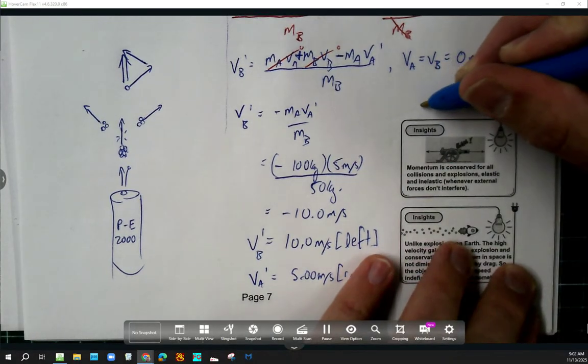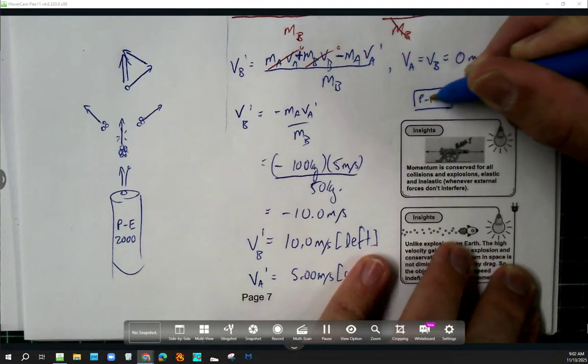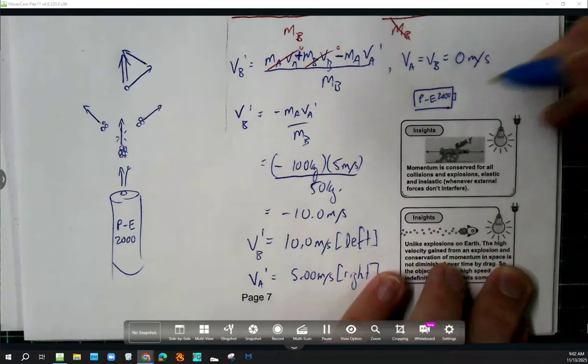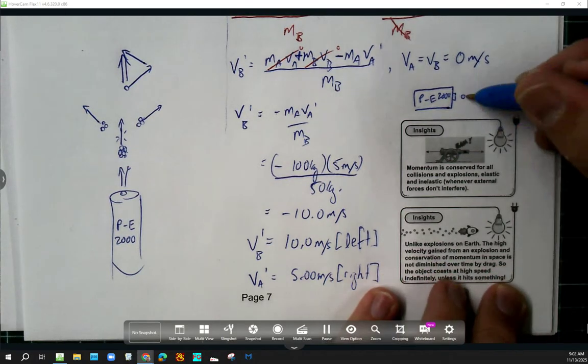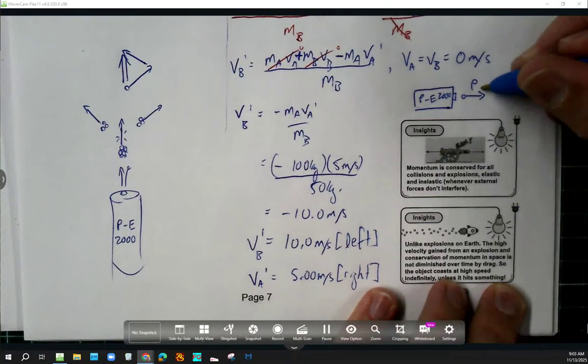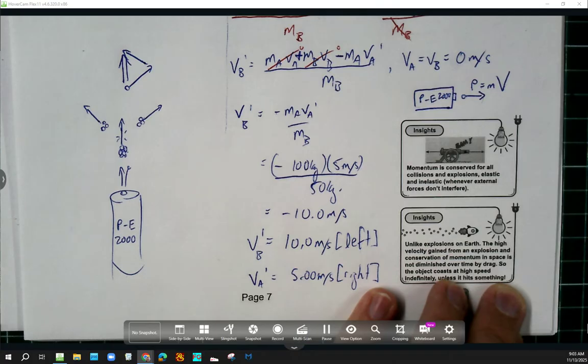Think about this. If I had a particle emitter, like the particle emitter 2000, and it fired out a particle, that particle is going to have its own momentum, right? And that particle is going to have a small mass and a big velocity. What's going to happen if there's going to be conservation of momentum? What's going to be true about the momentum of the particle emitter?